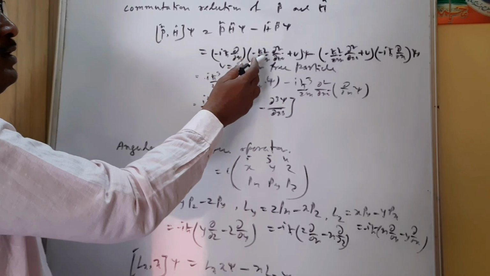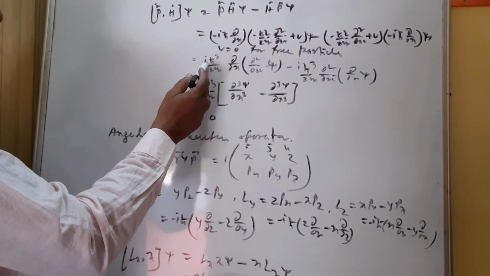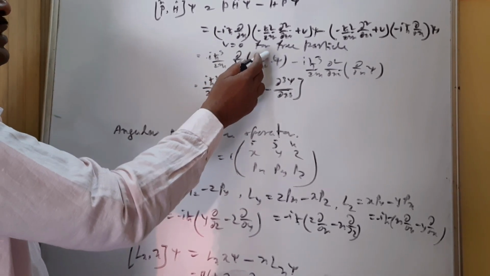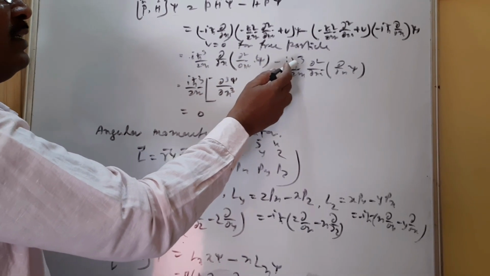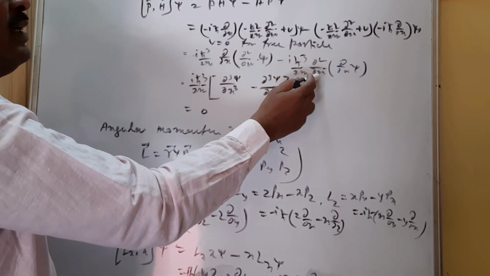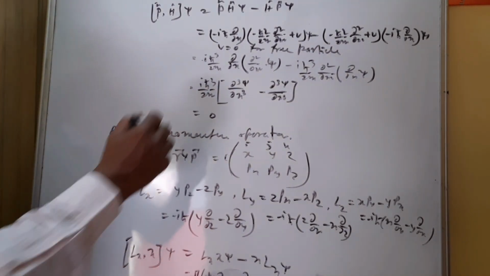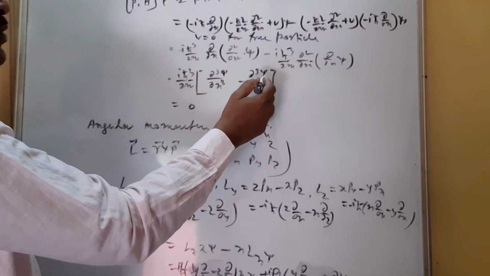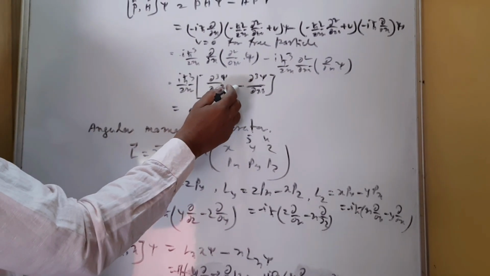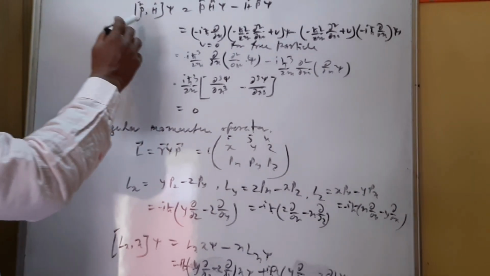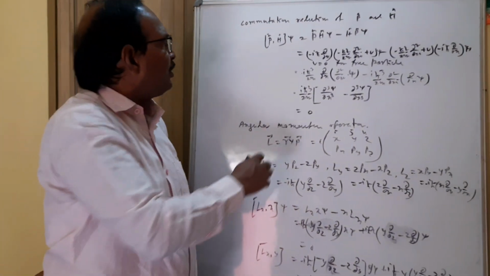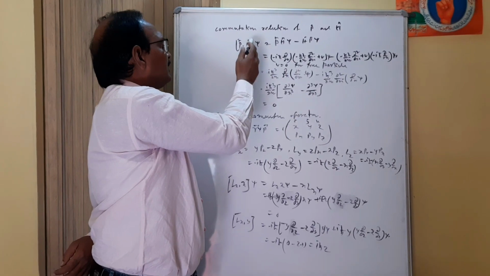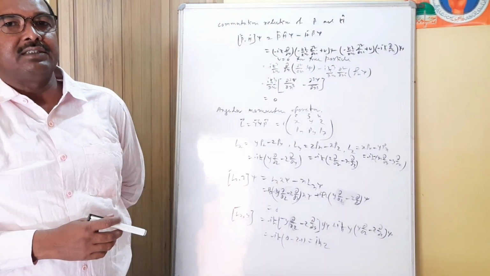Then we operate and get i h cross cube by 2m into del by del x of del square by del x square into psi, minus i h cross cube divided by 2m del 2 by del x square into del x of psi. When we operate, we get del cube psi by del x cube, and here also we find del cube psi by del x cube. So both are the same function, and the difference is equal to 0. That means momentum commutes with the Hamiltonian. This is a very important case in our quantum mechanics. Any operator that commutes with the Hamiltonian is a constant of motion.